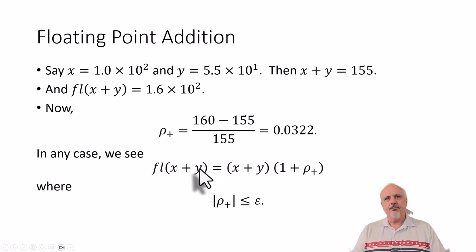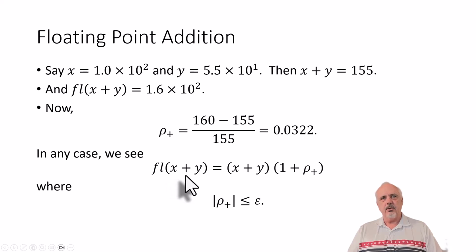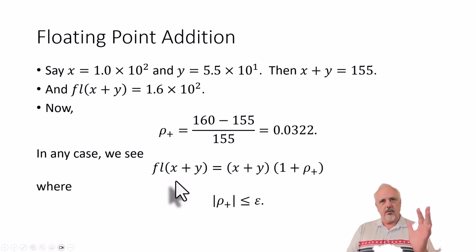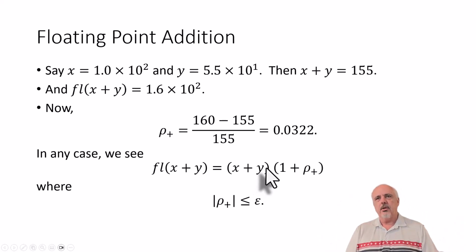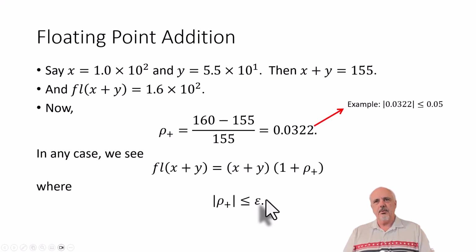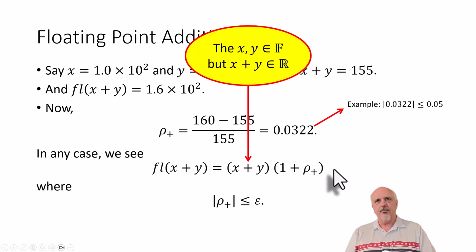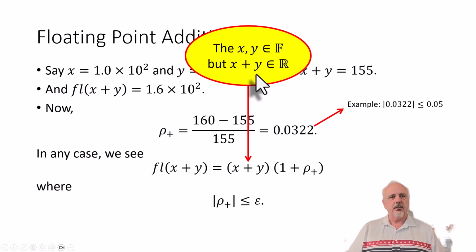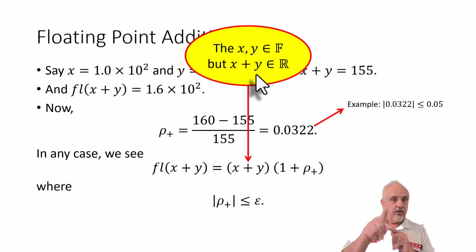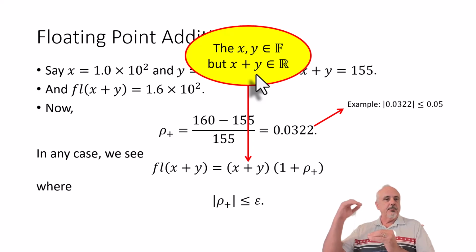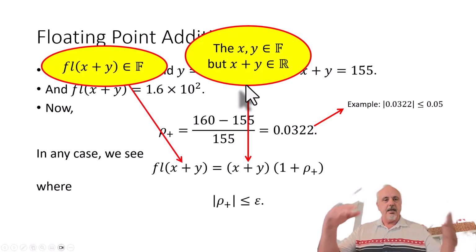So in any case, the floating point result of adding two floats together will be equal to x plus y, the true value, times the quantity 1 plus rho, the relative error. And we know that it's going to be less than or equal to machine epsilon, which it is in this example. So remember that the x and the y in this discussion for addition are floats, but their sum is going to be a real value that you then have to float.